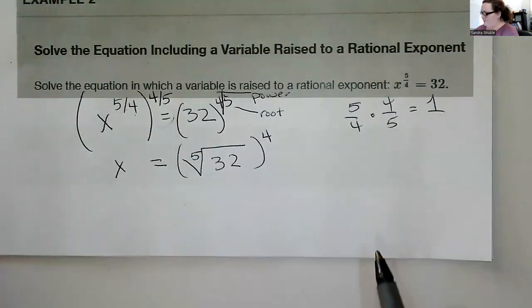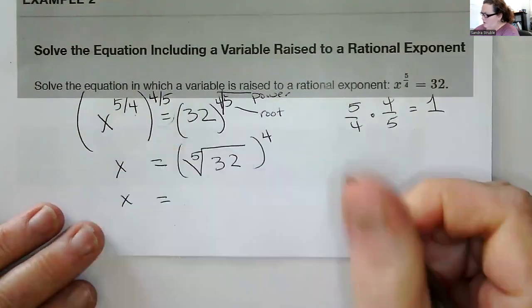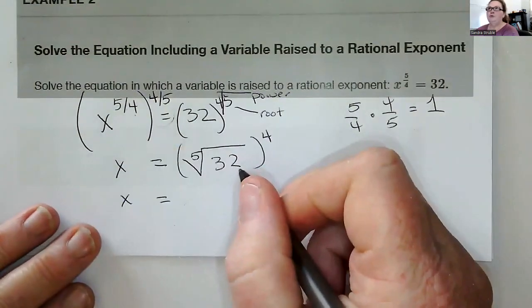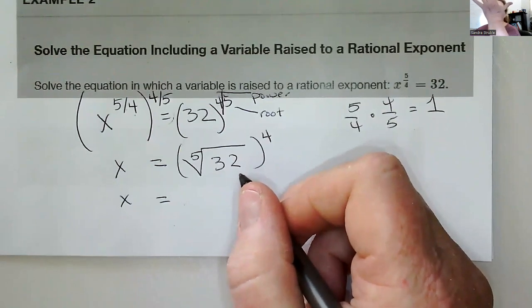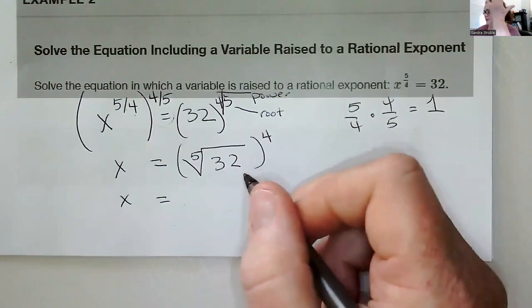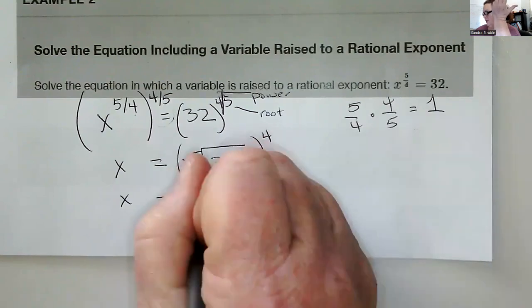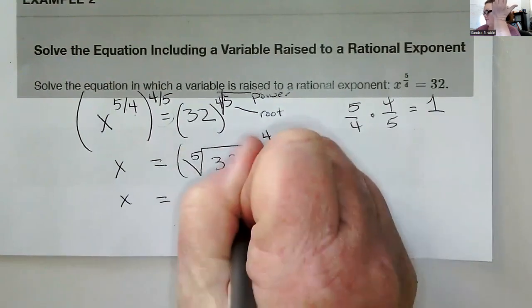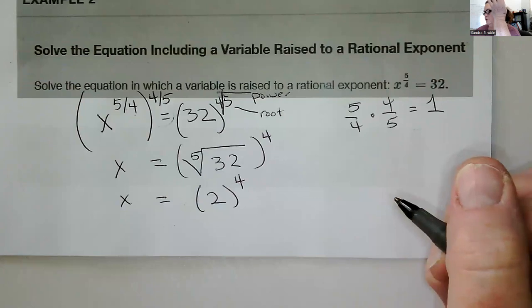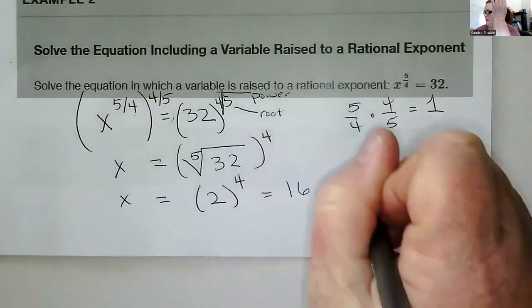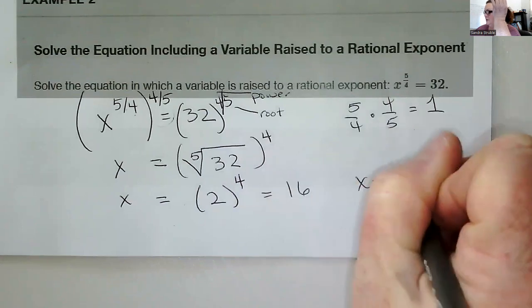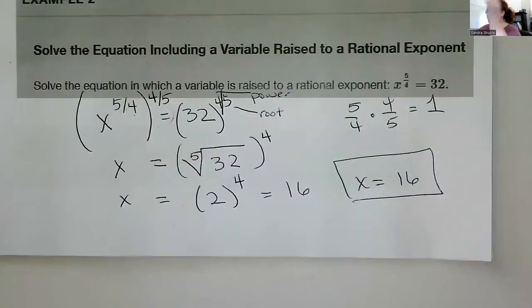Either way, your call. So x equals, the 5th root of 32 is 2, because 2 times 2 times 2 times 2 times 2. 2 times 2 is 4, 4 times 2 is 8, 8 times 2 is 16, 16 times 2 is 32. So that is 2. Raise that to the 4th power: 2, 4, 4, 8, 8, 16. So the answer is 16. x equals 16. Okay.